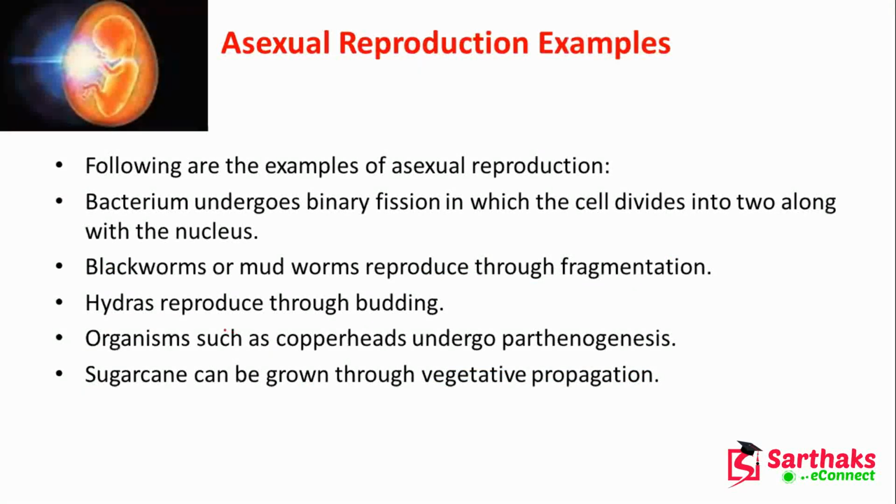Now, asexual reproduction examples: we know that bacteria undergo asexual reproduction, as do blackworms, mudworms, and hydras. Organisms such as copperheads undergo parthenogenesis, and sugarcane can be grown by vegetative propagation.